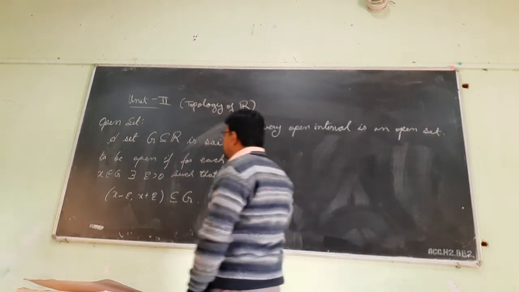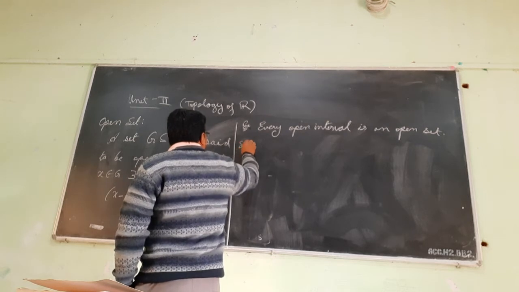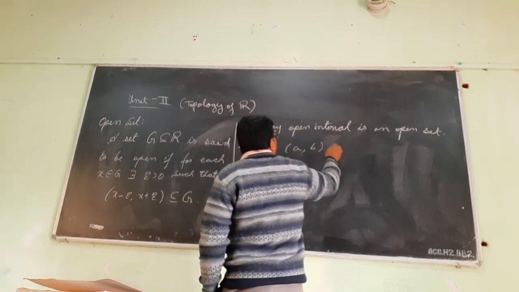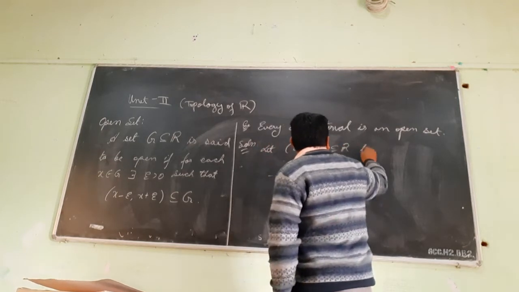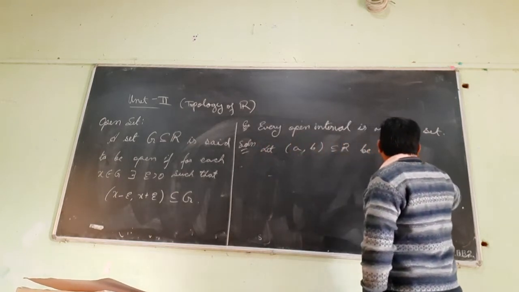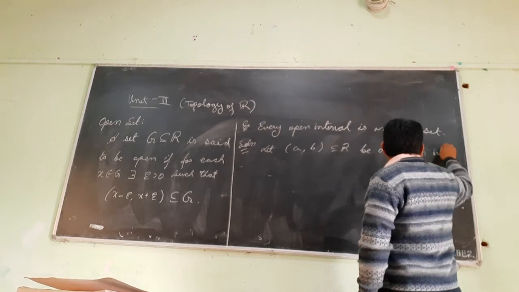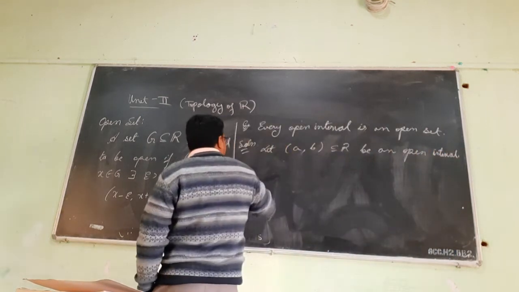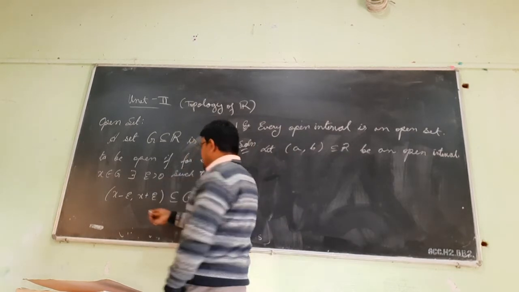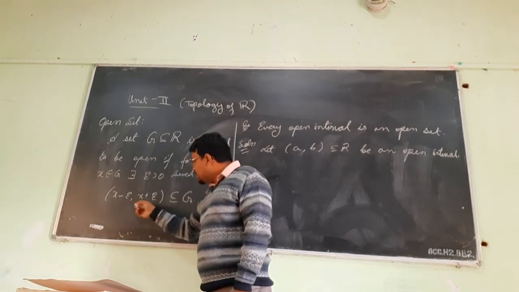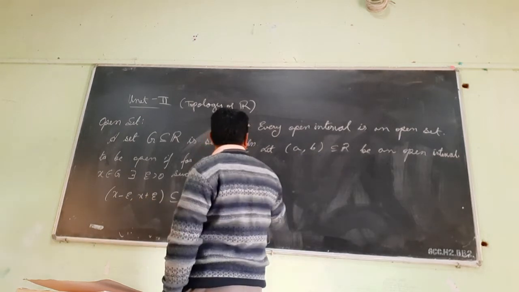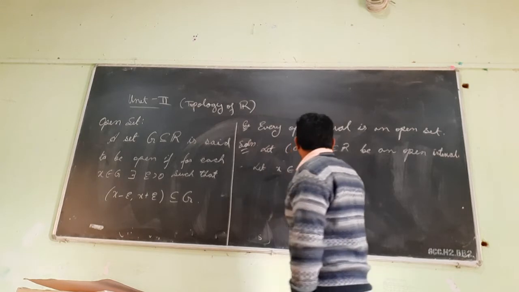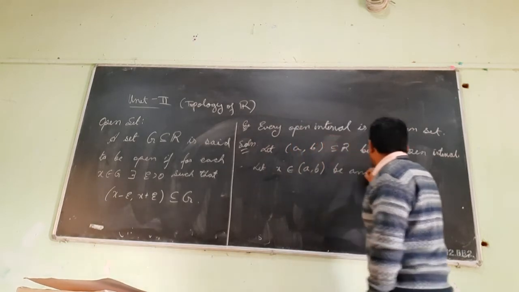So let us do this again. So how will you solve this? Let (a, b) subset of R be an open interval. So I have to show that for each x inside this interval, I can find an open interval of this type whose center is x. So let small x belong to (a, b) be any element.